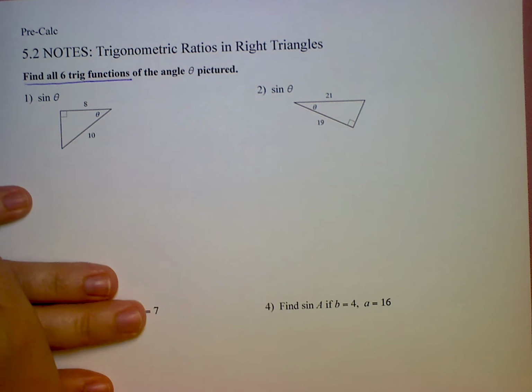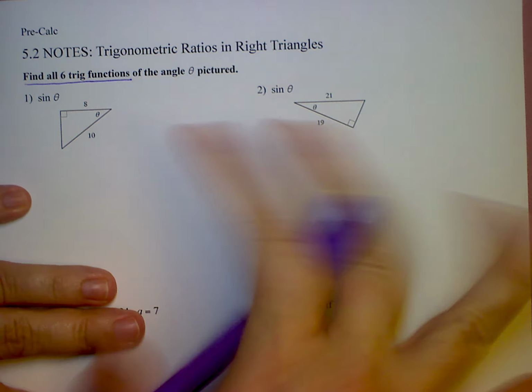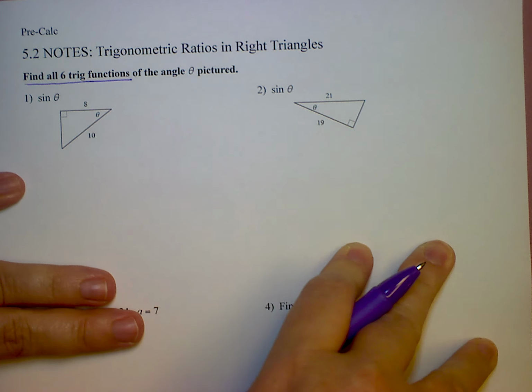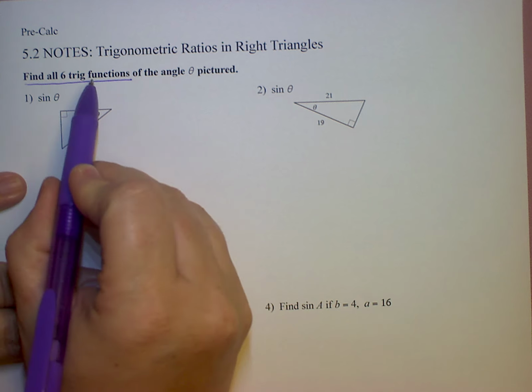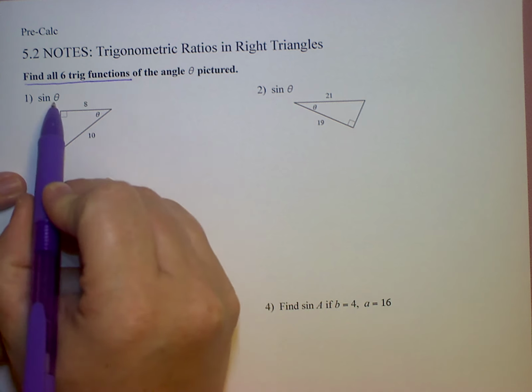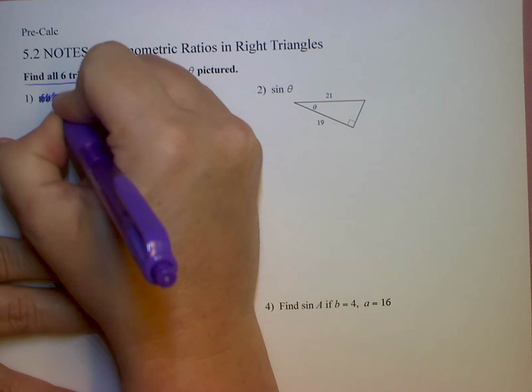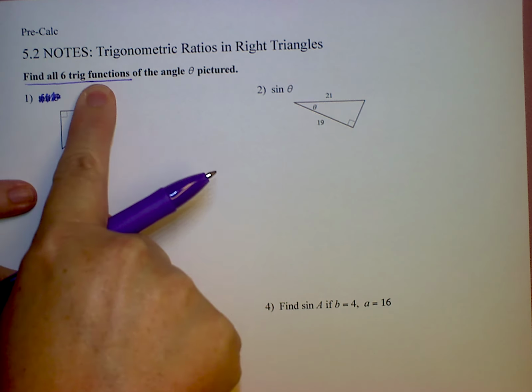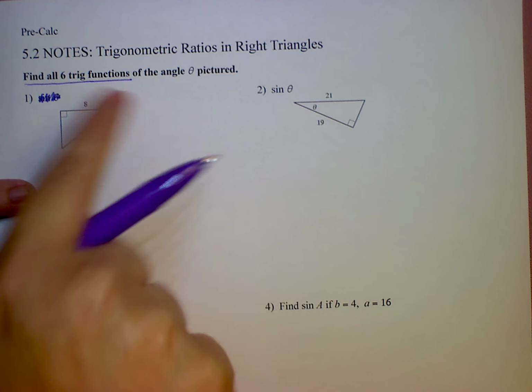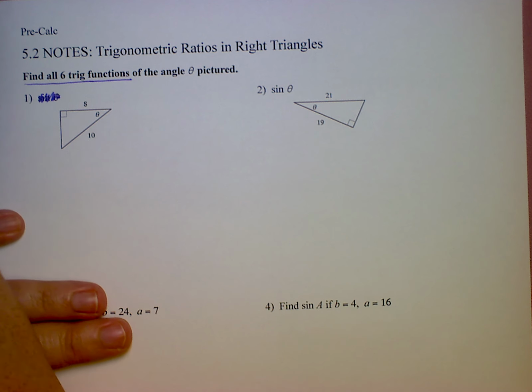Now, the program that I use to print out these problems, unfortunately, will not give me a question that says find all 6. It automatically puts like sine or cosine there. So ignore this and read the directions. Follow what the directions say, because that's what I'm able to specify. I do want all 6 trig functions, okay?